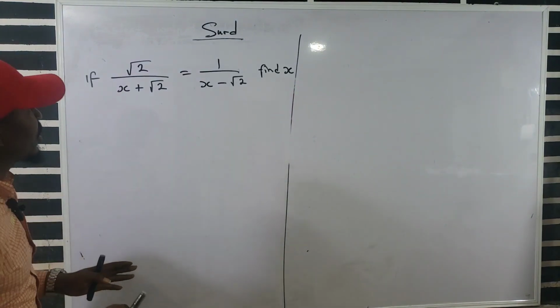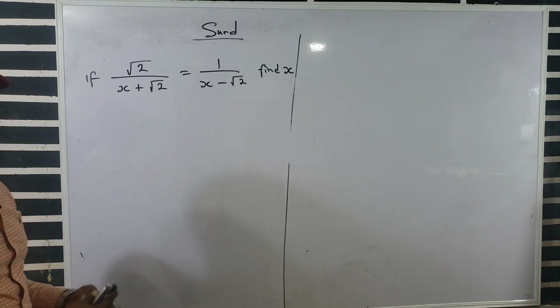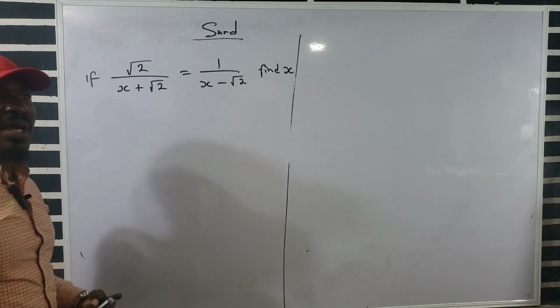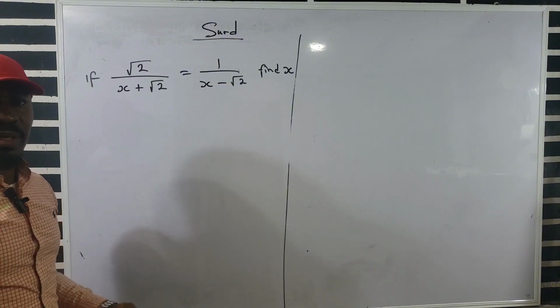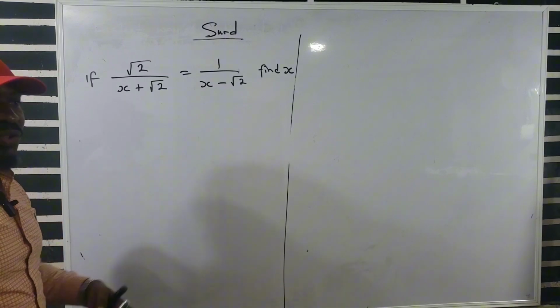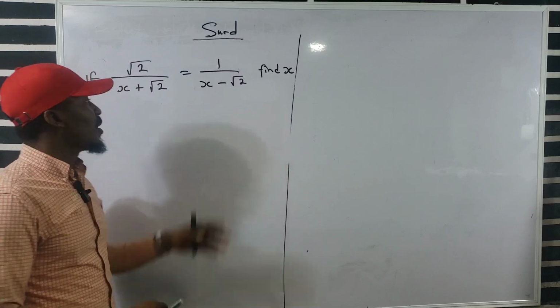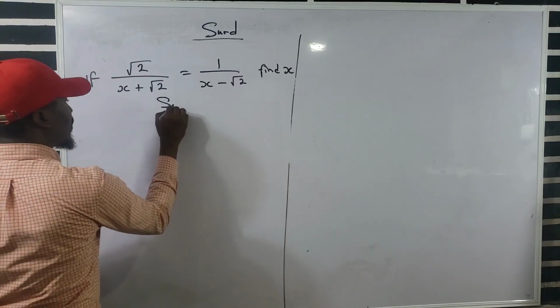Now look at this equation here. We are asked to solve and find the value of x. When you are given an equation, just solve. Just make sure that you keep applying the rules of surds wherever you see them, and solve the way you solve your simple equation. So let's solve this problem now.